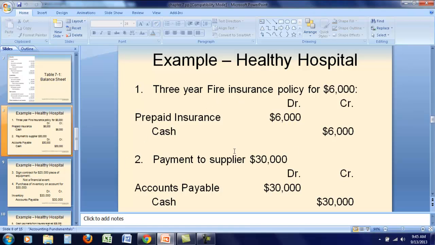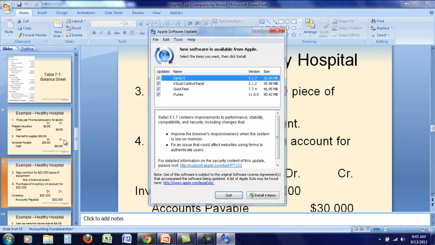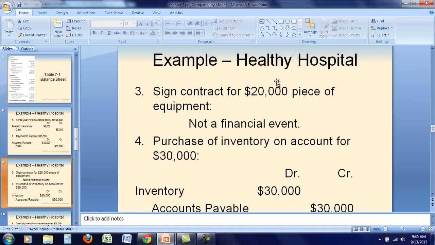So if we take a look at slide 9, you sign a contract for $20,000 for a piece of equipment. The real reason there's no journal entry for that is because nothing has happened yet. You've signed a contract, but you haven't received your piece of equipment. Therefore, there's no financial event and no journal entry.